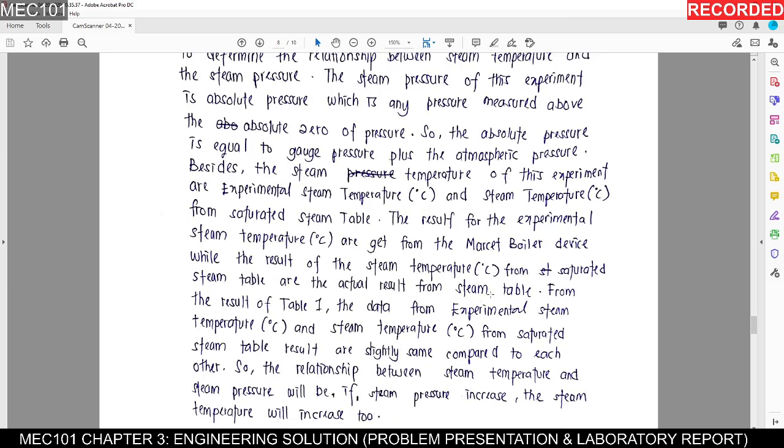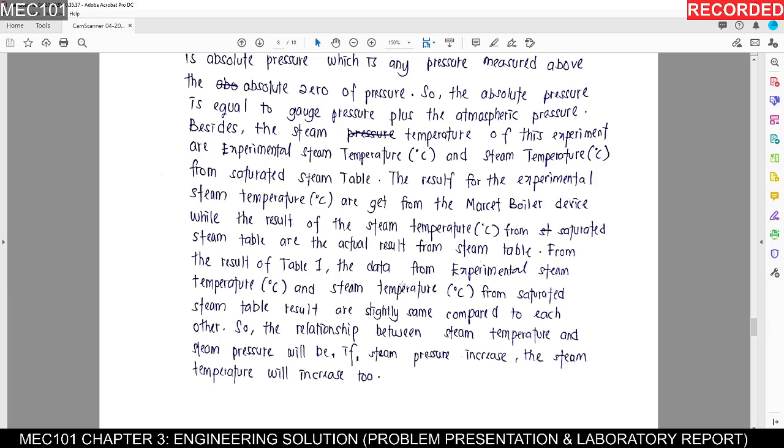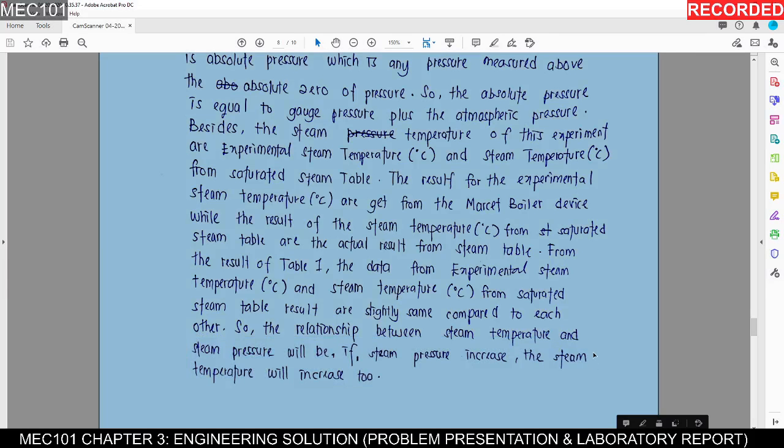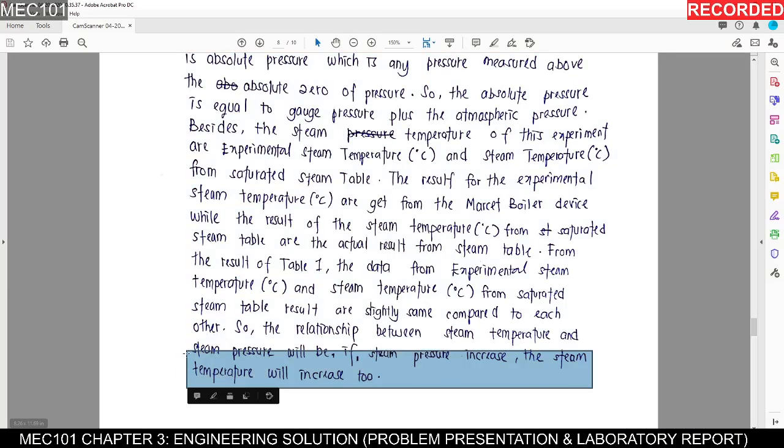Kind of a confusing sentence, okay, never mind. So at the end, they show that the results from the experiment and from the theoretical value in the book, the steam table, are slightly the same compared to each other. Okay, so the relationship between steam temperature and steam pressure is that if steam pressure increases, the steam temperature will increase too. This is the relationship that they found from their results. So this is correct.